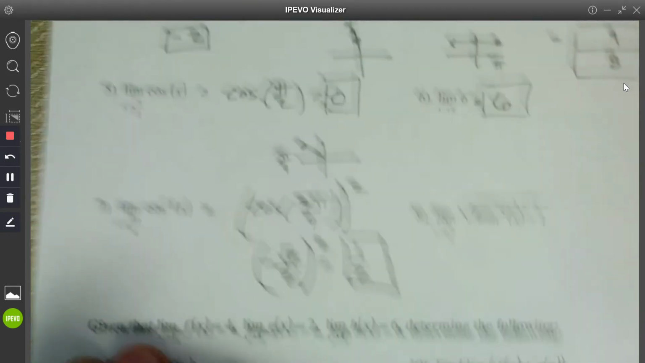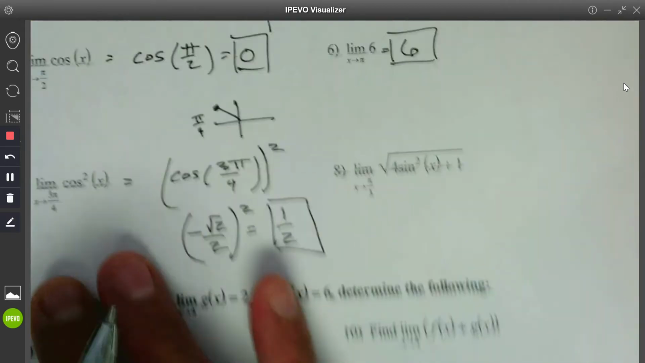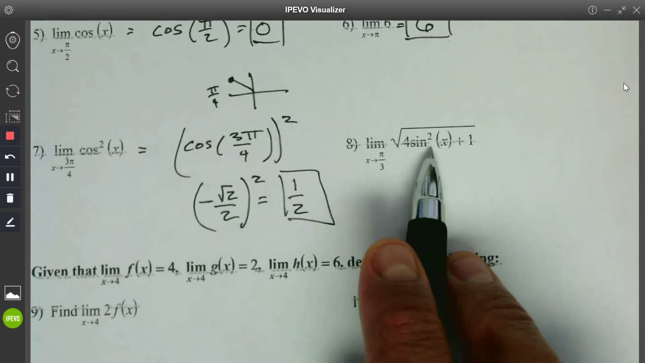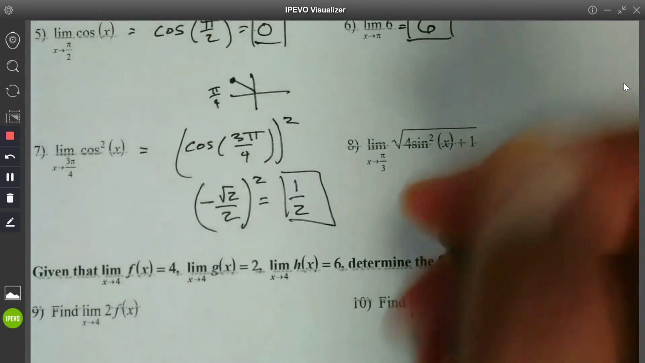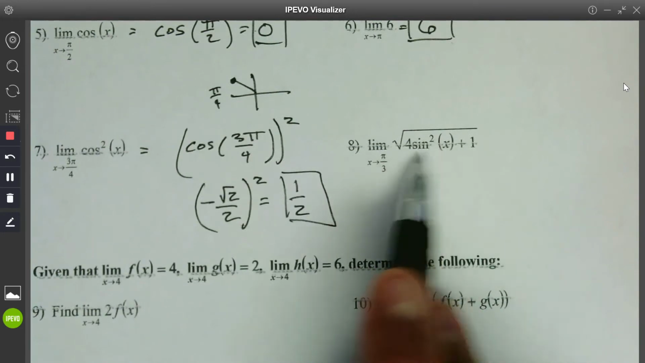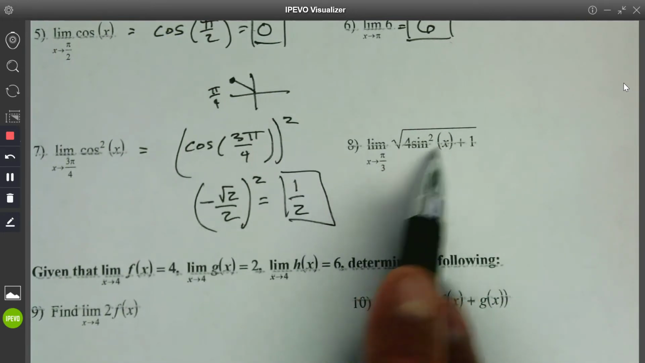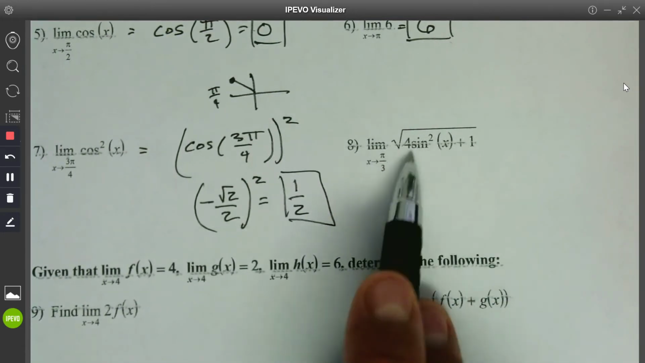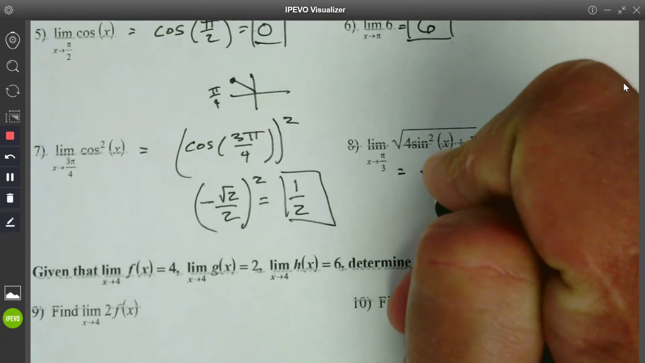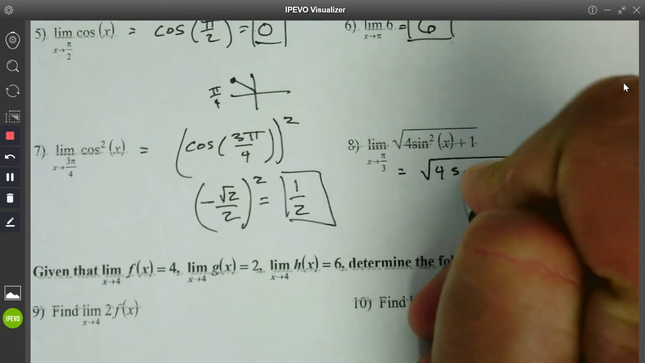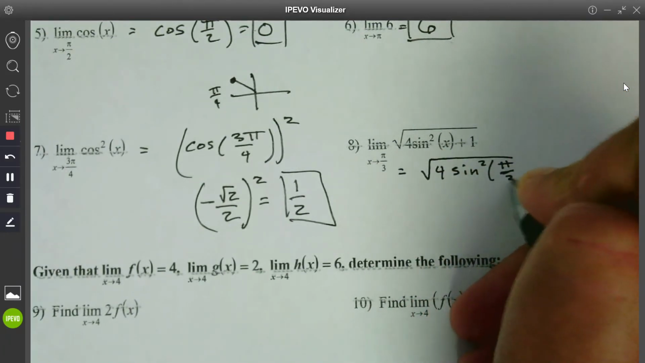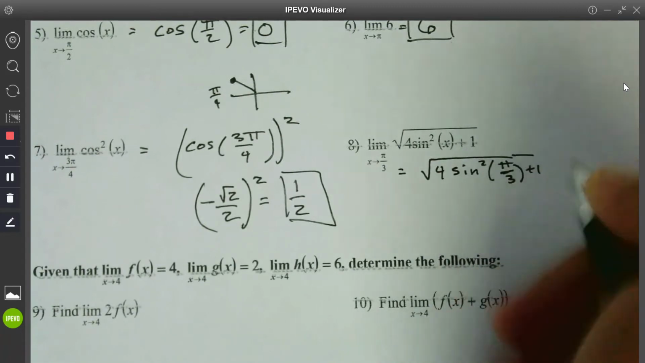And number 8, last one in this set, the limit as x goes to pi over 3 of 4 sine squared of x plus 1. And again, sine is well defined and continuous. We're going to take the sine of pi over 3, we're going to square that, multiply by 4, add 1 to it. So we should be able to do this no problem just by plugging it in.